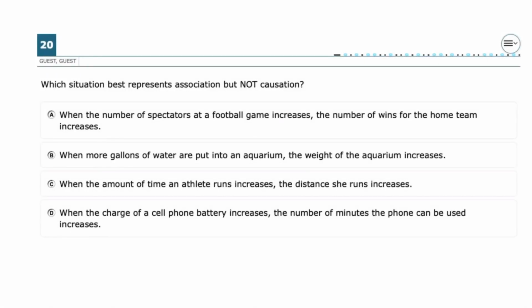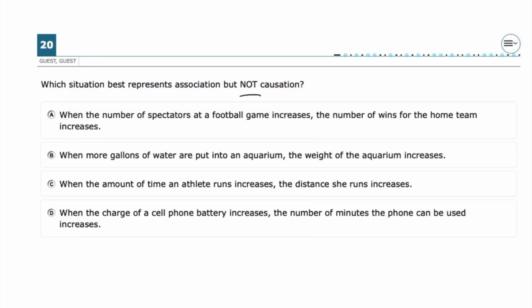This is number 20 from the 2024 Algebra 1 EOC. Which situation best represents association but not causation? Okay, so we want to know two things that are associated, but one thing doesn't necessarily cause the other, right? We're just talking about cause and effect.